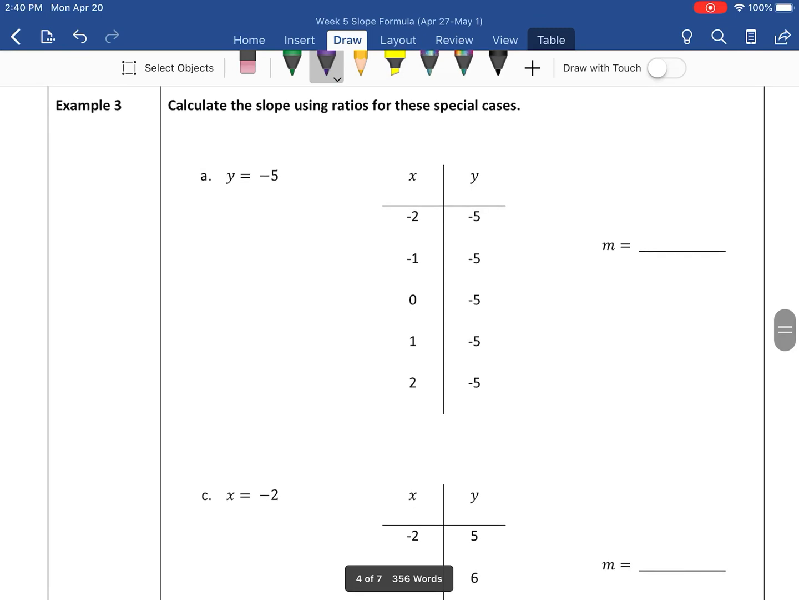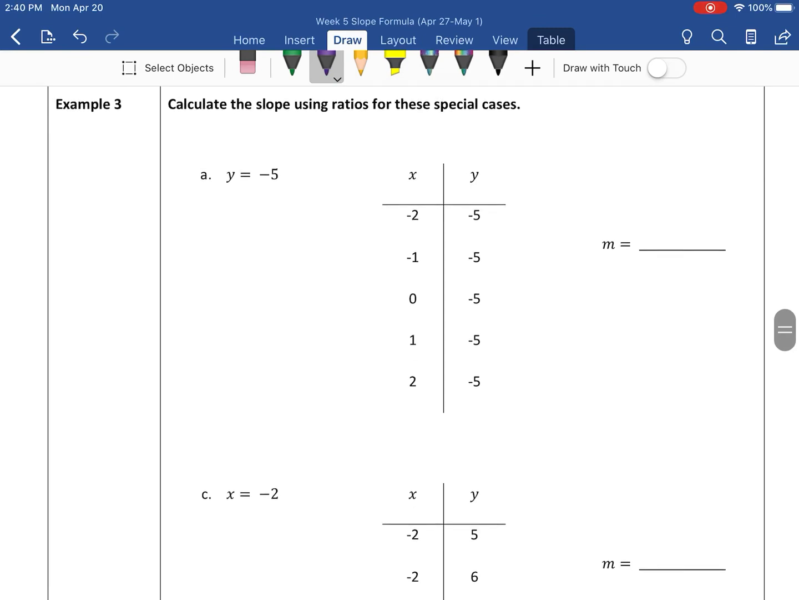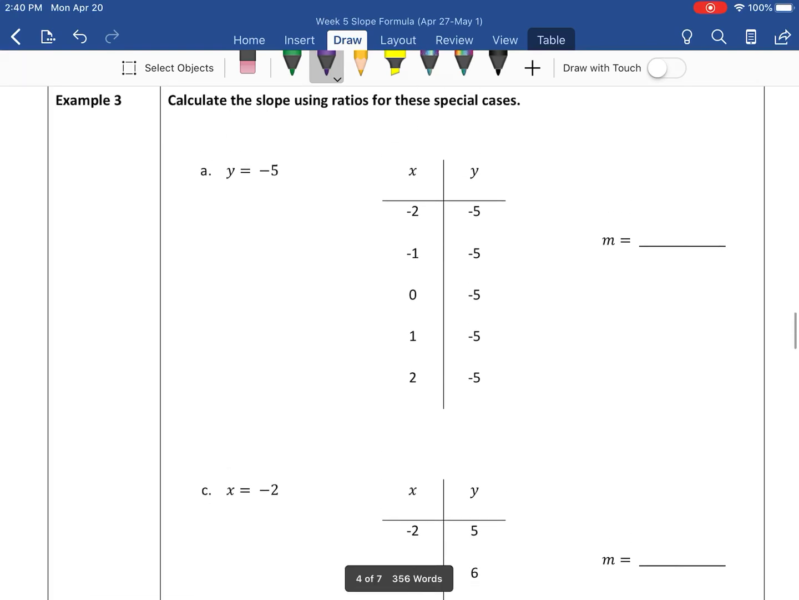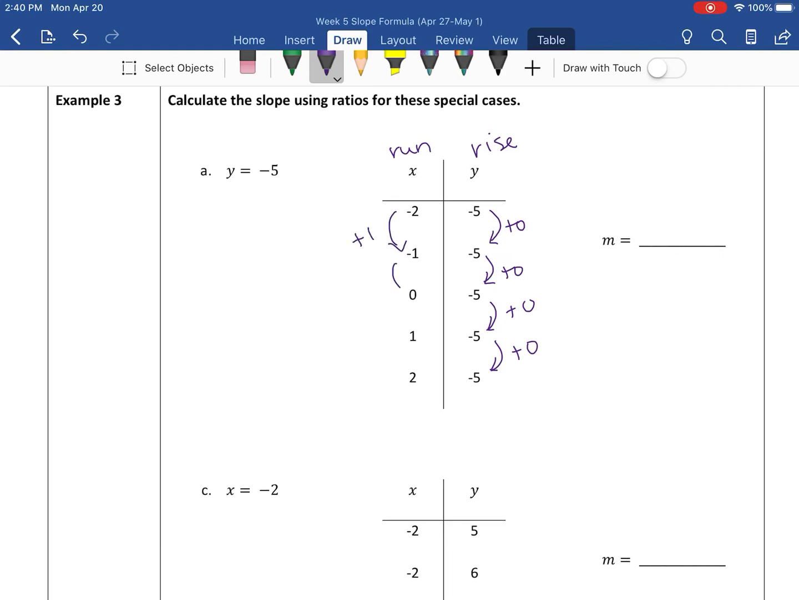All right. Last but not least, we want to calculate the slope using ratios for these special cases. So these are just special cases of our slope, so let's see what happens. We're going to do the same thing we were doing before. Here's our rise, here's our run. Well, to get from -5 to -5, we're just adding 0, and that's what makes this a special case, is the fact that we're adding 0. For our x, well, -2 to -1, we're just adding 1 on this side. So in this case, our rise is 0 over our run of 1. Well, 0 divided by 1 is just 0. So this is a special case where our slope is 0.